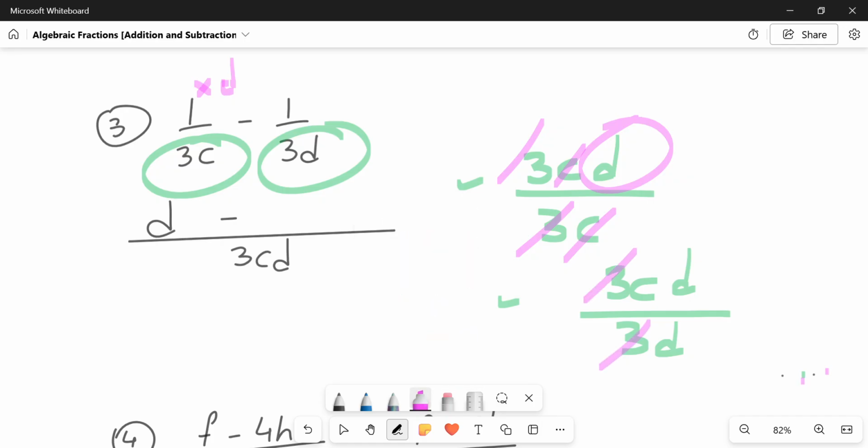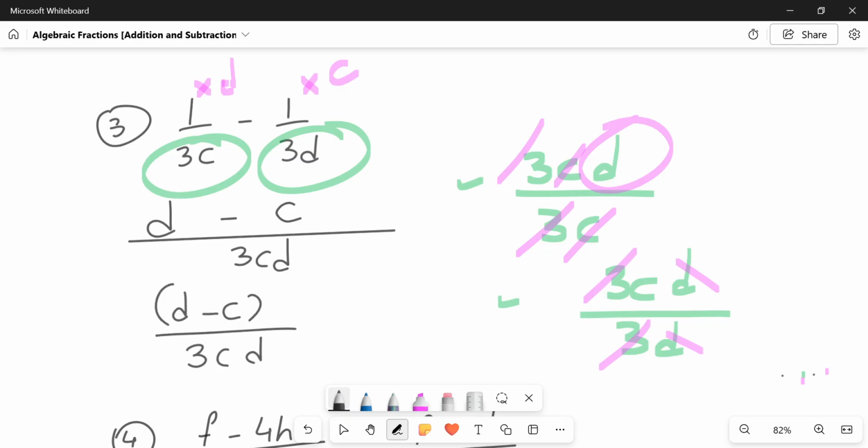3 and 3 are cancelled, D and D cancelled. So we are left with only C. So here on the top we need to write down C. 1 multiplied by C gives you C, right? So what is the answer? Let me write it down with the black. Now what is the answer? D minus C over 3CD.